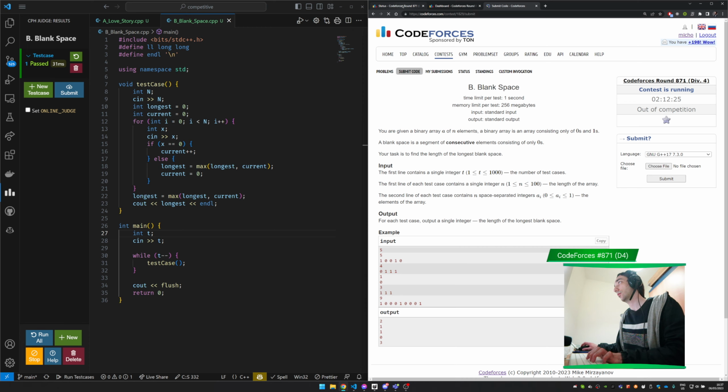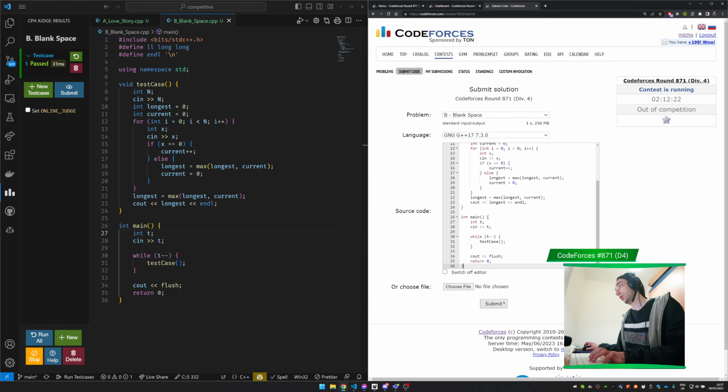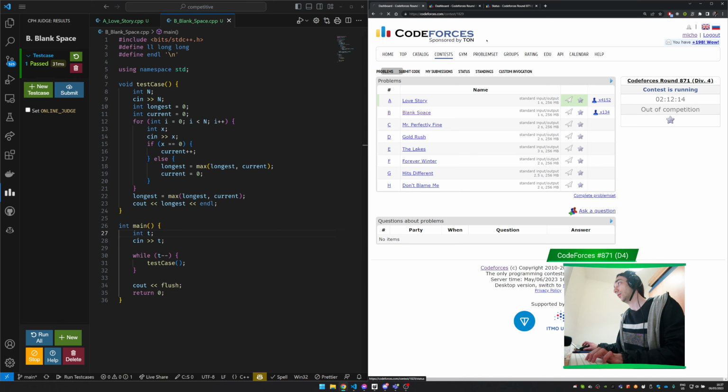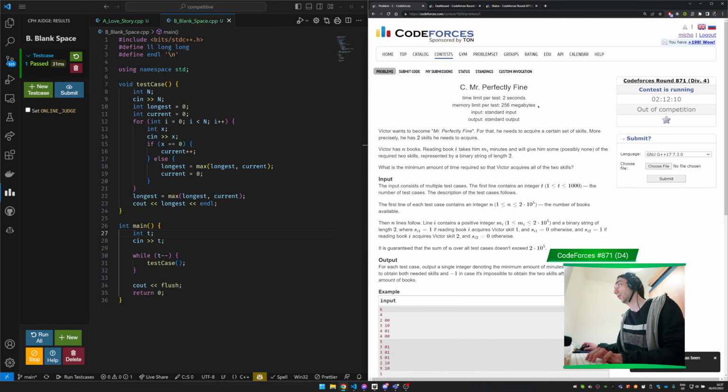This sounds CodeForces is slow. There are many people solving these problems right now, so that's why it's actually slow. Over 25,000 or something.